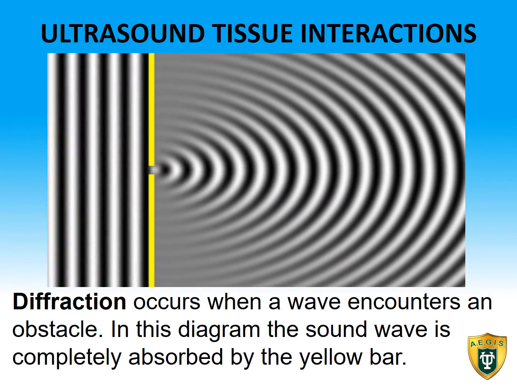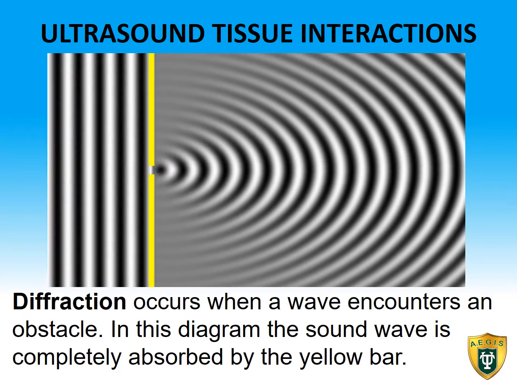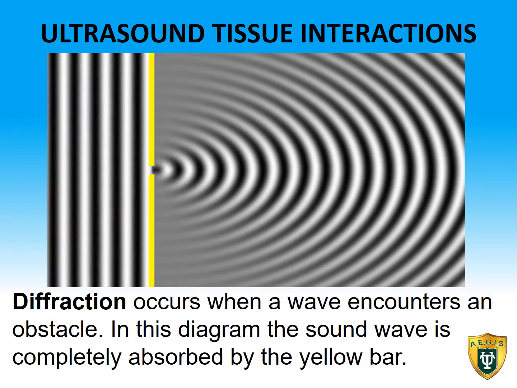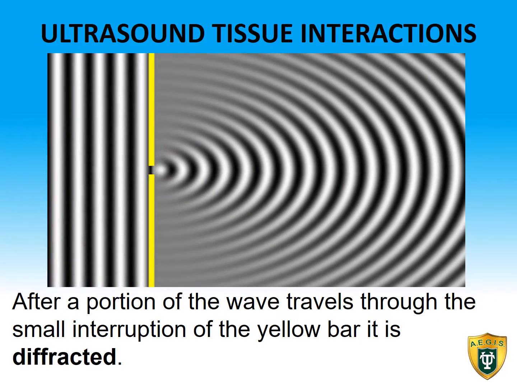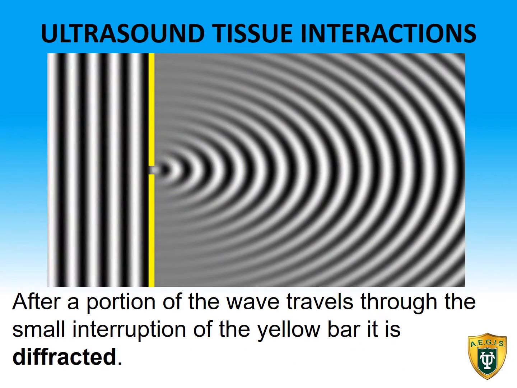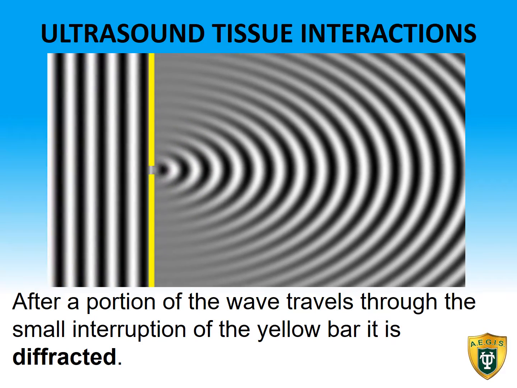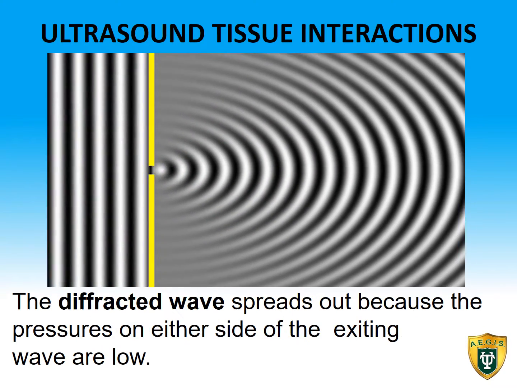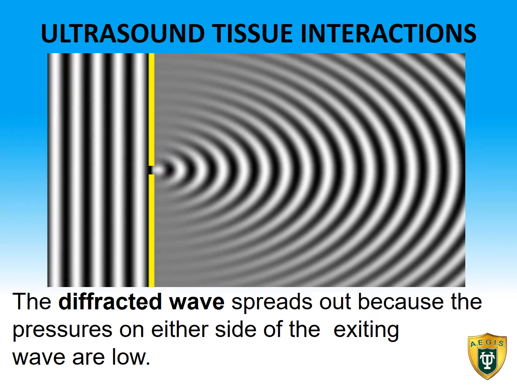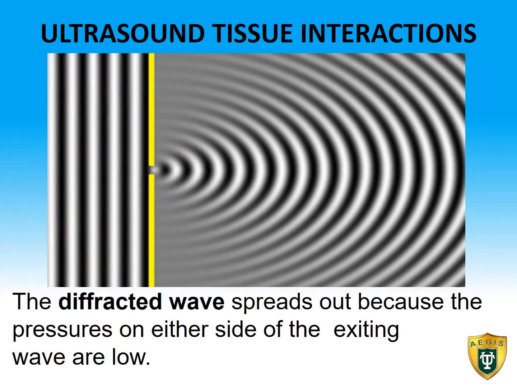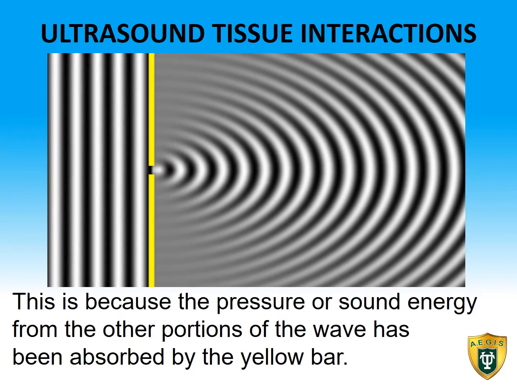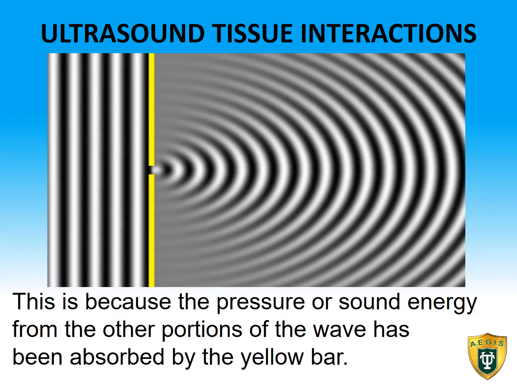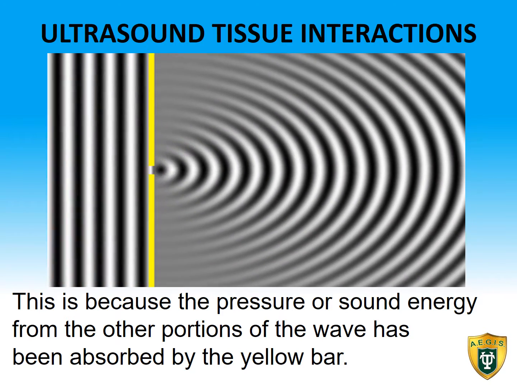Diffraction occurs when a wave encounters an obstacle. In this diagram, the sound wave is completely absorbed by the yellow bar. After a portion of the wave travels through a small interruption of the yellow bar, it is diffracted. The diffracted wave spreads out because the pressures on either side of the exiting wave are low. This is because the pressure or sound energy from the other portions of the wave has been absorbed by the yellow bar.